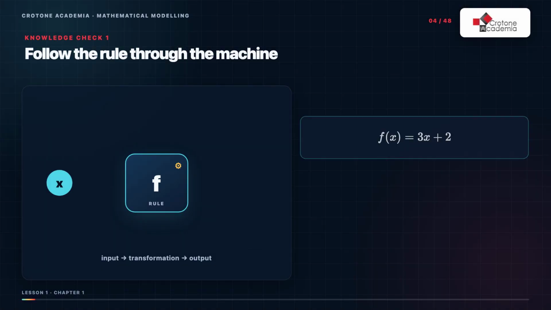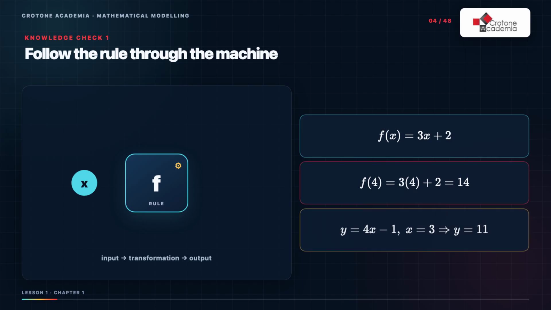Picture a function as an input-output machine. For the rule f of x equals 3x plus 2, an input of 0 produces 2, 1 produces 5, and 2 produces 8. Now pause for a check. What output is associated with x equals 4? Substitute 4 for x. 3 times 4 is 12, and adding 2 gives 14.